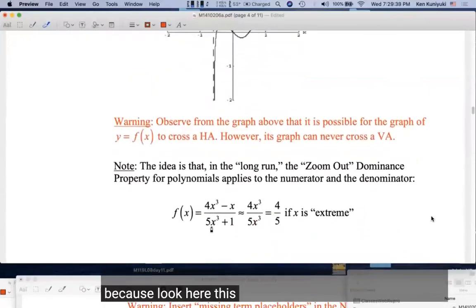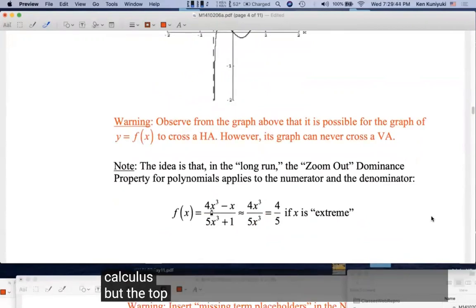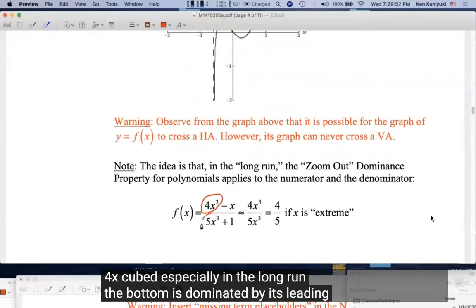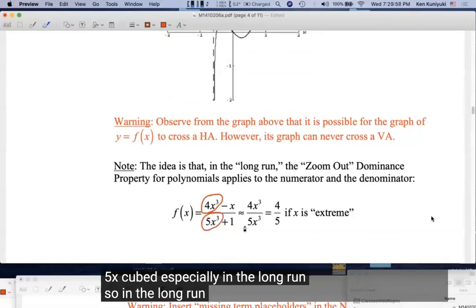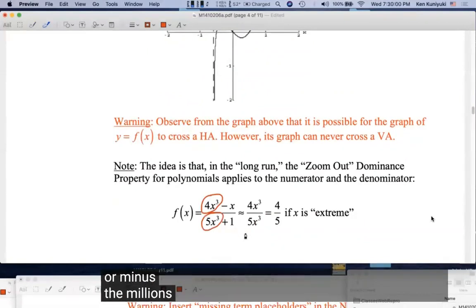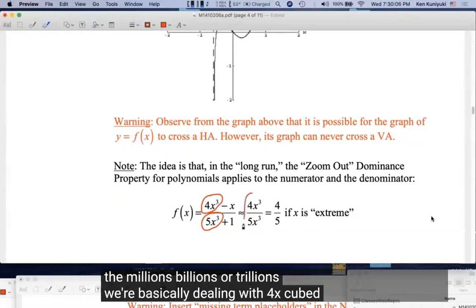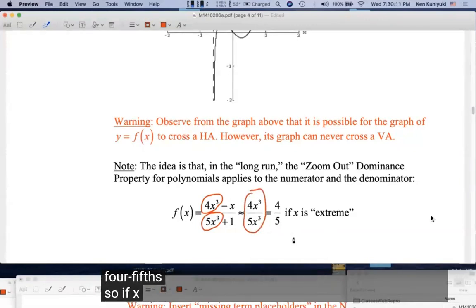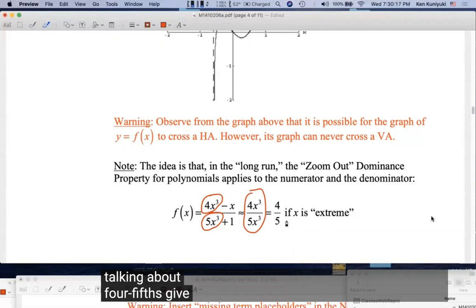Because look here, this is informal. You'll analyze this more precisely in calculus. But the top is dominated by the leading term, 4x cubed, especially in the long run. The bottom is dominated by its leading or dominant term, 5x cubed, especially in the long run. So in the long run, as x goes out to plus or minus millions, billions, or trillions, we're basically dealing with 4x cubed over 5x cubed, which is pretty much 4/5, give or take a little.